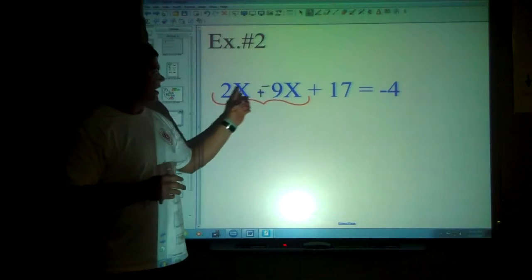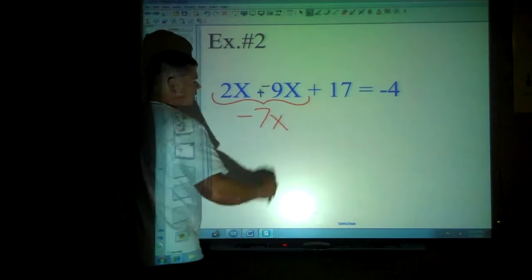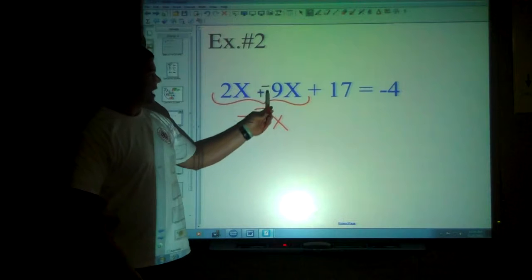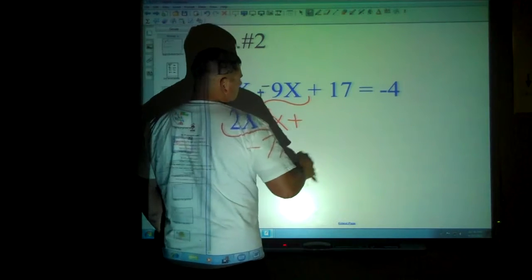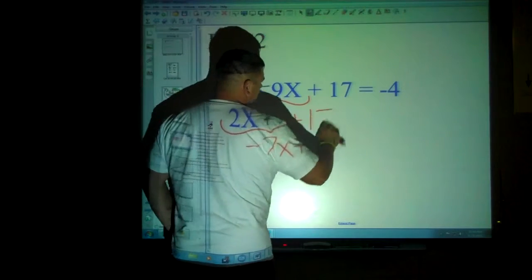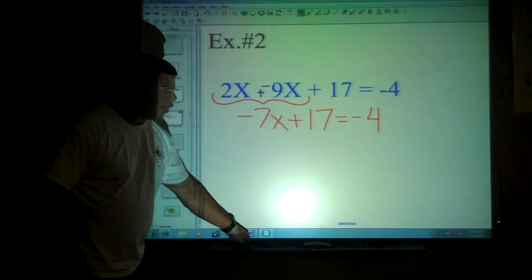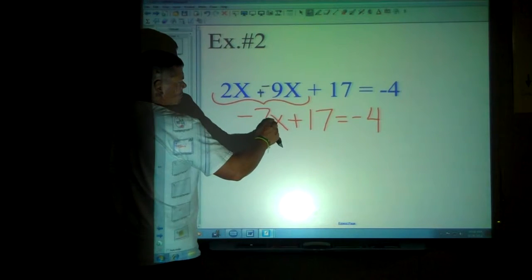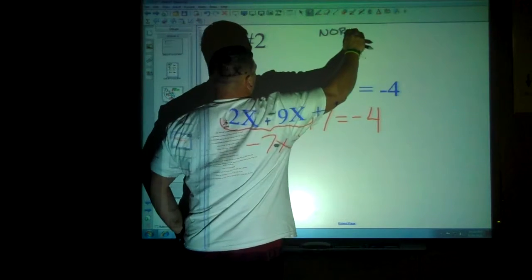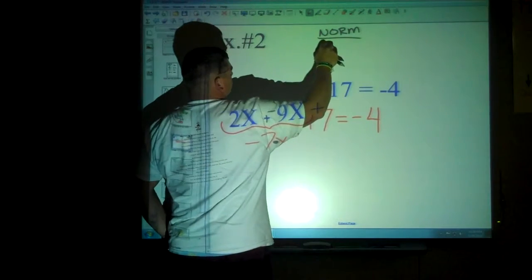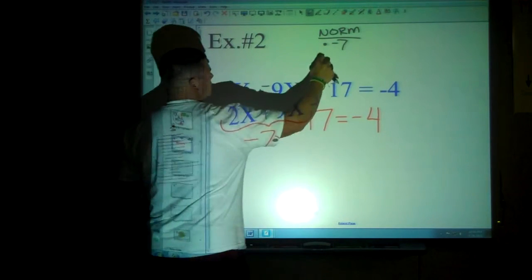And right here, these have the same parts. So we add them together, because you can add like parts. And I have 7 more negatives than I do positives. So I have negative 7x plus 17 is equal to negative 4. Now, the normal order of operations would be multiplication followed by addition. So normal order would be to multiply by negative 7 followed by add 17.